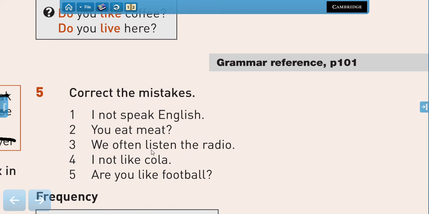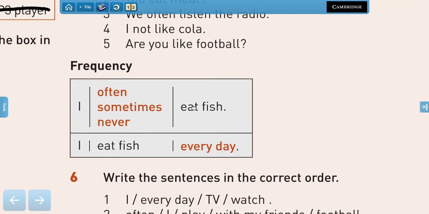We often listen the radio. Let's see, we have the subject, the adverb, verb, listen the radio. So we say, we often listen to the radio. I not like cola. I don't like cola. Very good. Are you like football? Nope. Do you like football? That's the correct one. We don't say I, we say, do you like football? There we go. Last one.